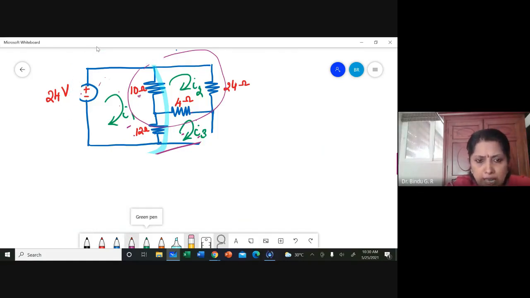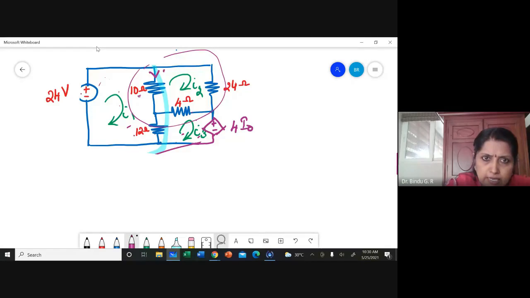How to change? I'm going to add a dependent source here. In the third loop, third mesh, I'm going to add a dependent source. This is plus minus 4 I naught, where this is I naught. So what change will come in the mesh equation?